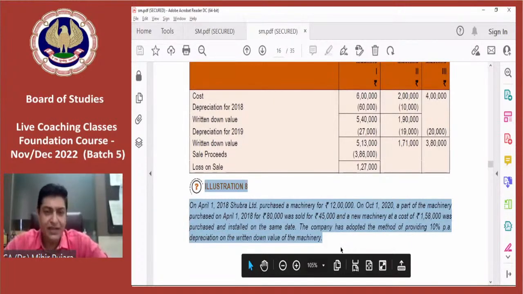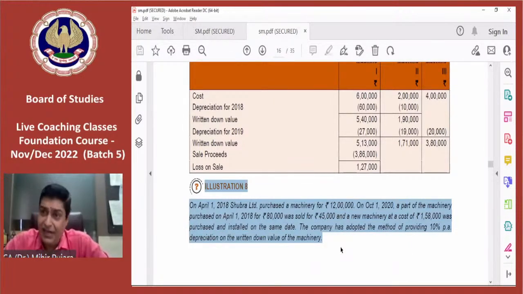एक बार question read कर लो friend. Very important method of provision of depreciation that we are doing. Please read once again, then we will start it.